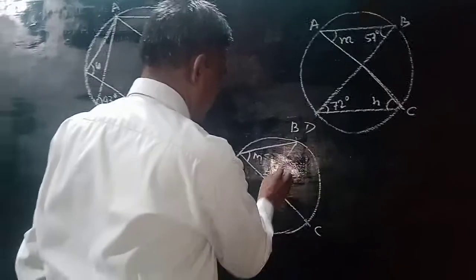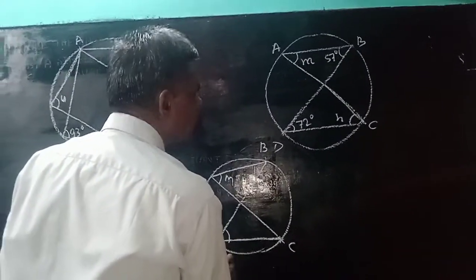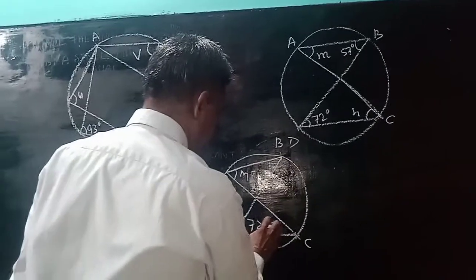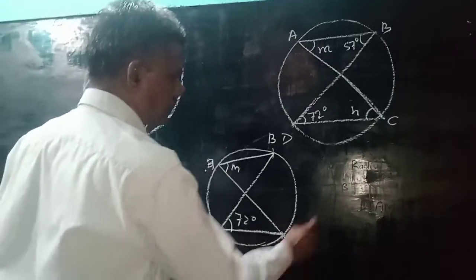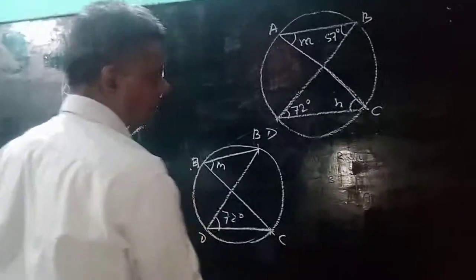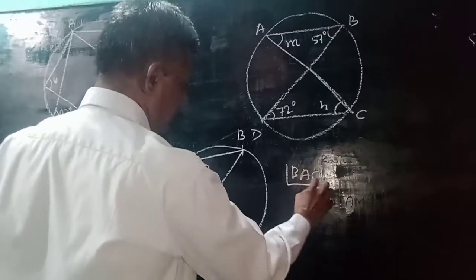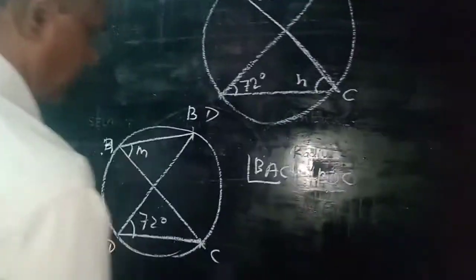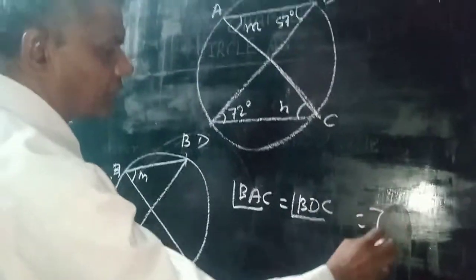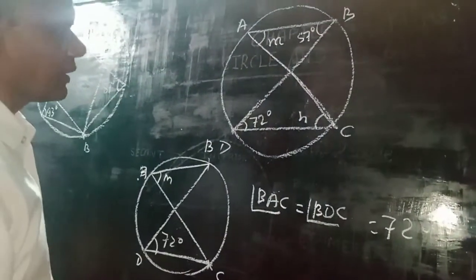This is angle BDC. So this angle is equal to the given 72 degrees. So therefore angle BAC is equal to 72 degrees. By the property of angles in a circle, angle BAC is equal to angle BDC, angles subtended by the same arc. So these are equal to 72 degrees. So the answer of this is 72 degrees.